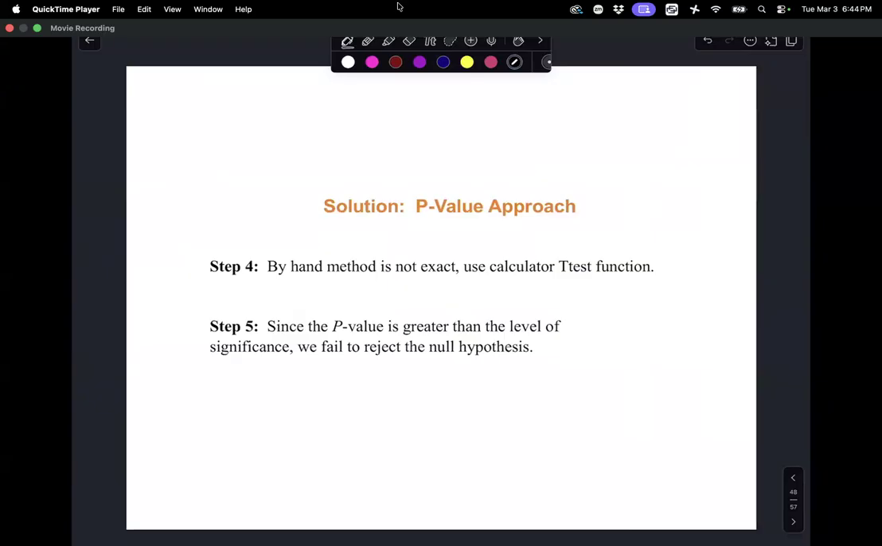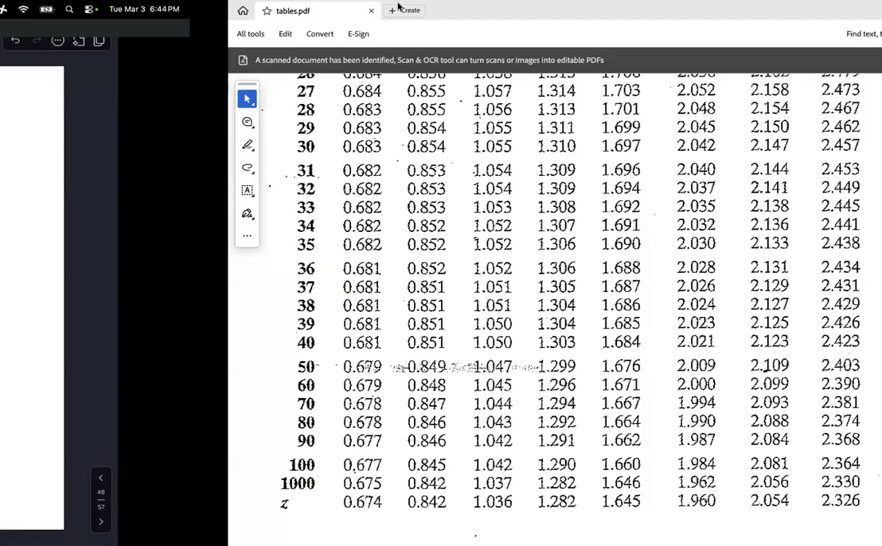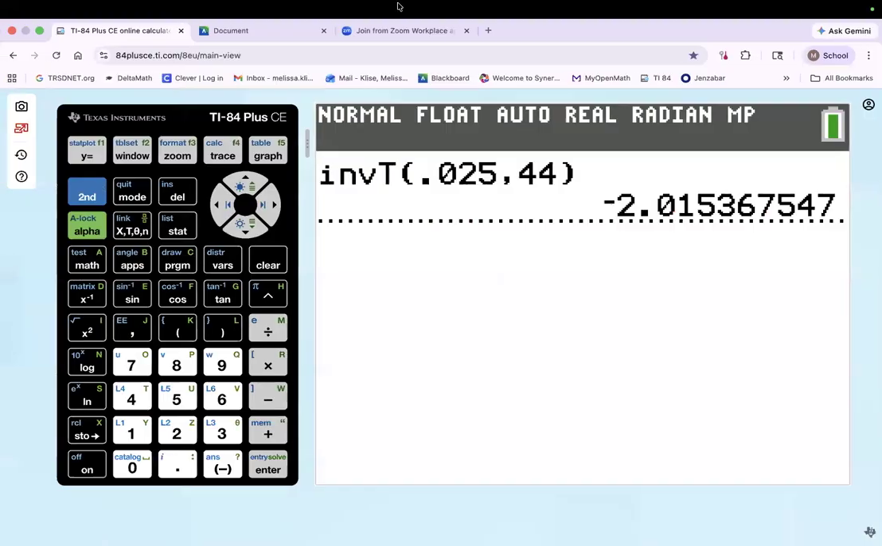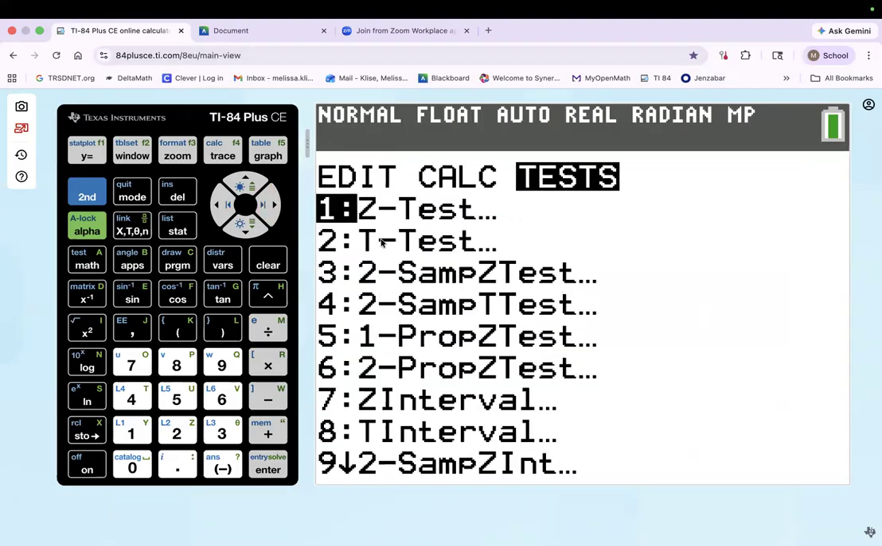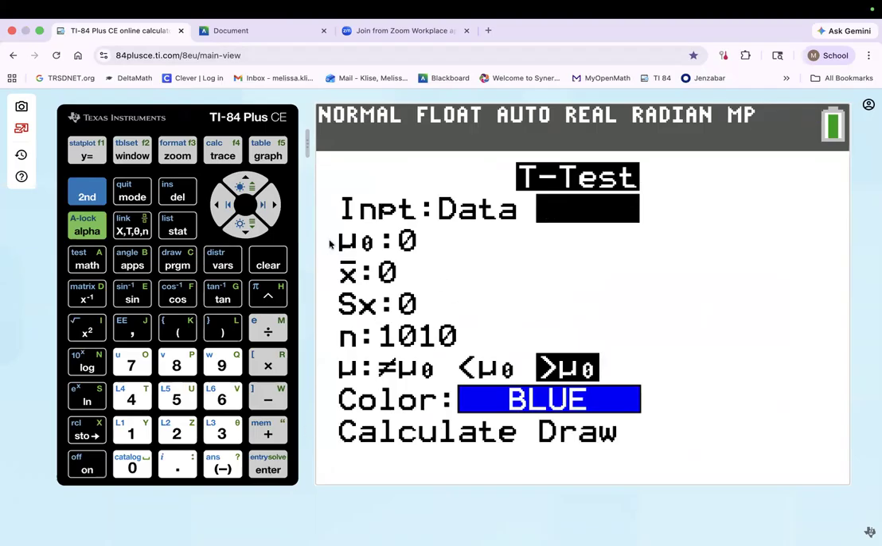Okay, as this says, by hand is not exact. We're going to use something called t-test. So I'm going to jump to the calculator. All right, let's jump to the calculator. Go to stat, over to tests, and it's called t-test. It's number 2 on mine. So stat, tests, t-test. This is similar to calculating confidence intervals. You can either put data into your list 1 or you can put stats. We have stats on this one.